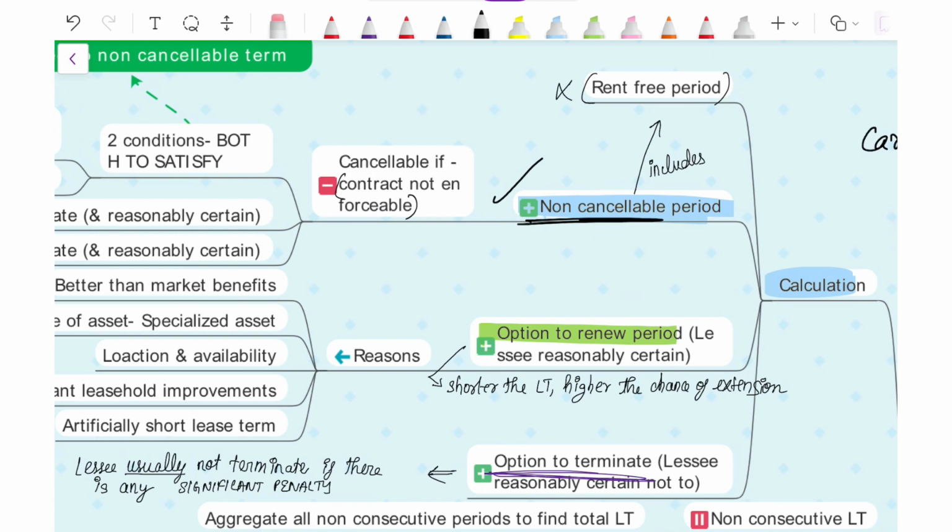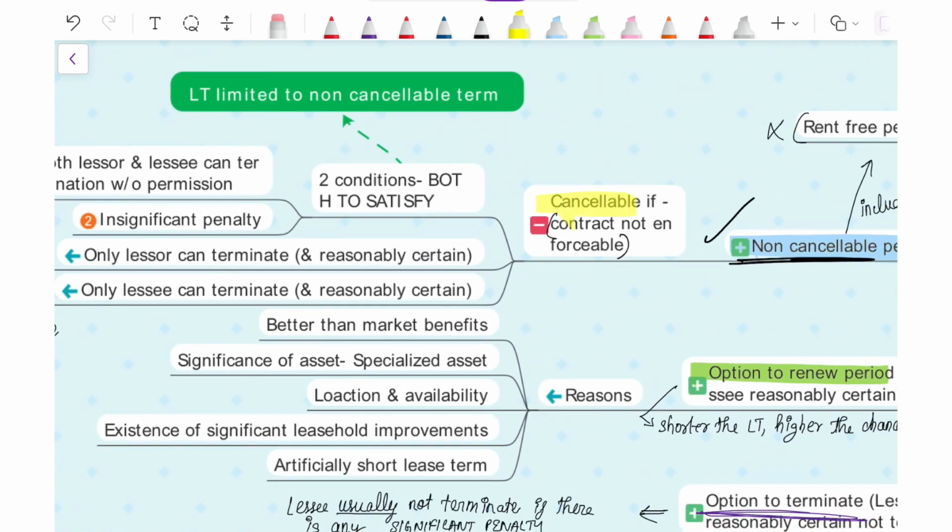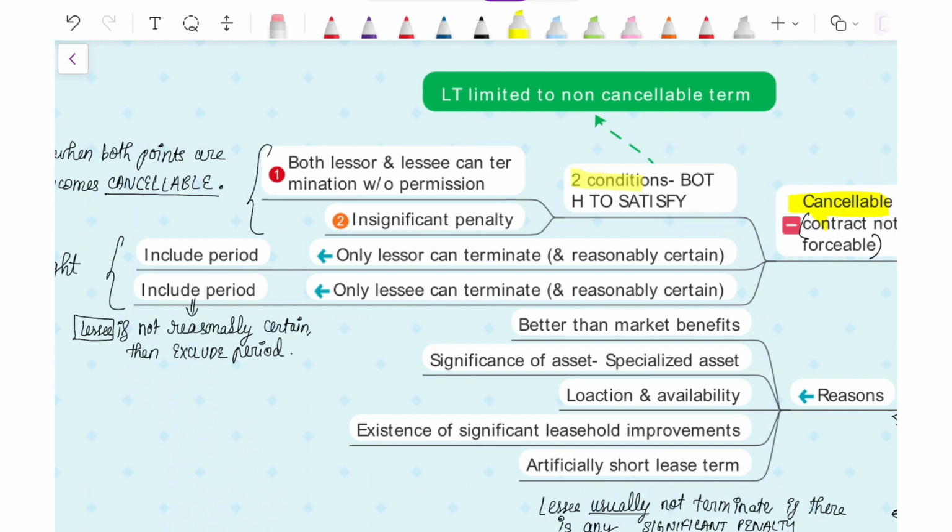So when we talk about non-cancellable period, when will you say that a period or a term is cancelable? If two conditions are being satisfied, then in such case we can say that the contract is a cancelable contract or the period is a cancelable period. Okay, what are the two conditions? Both the conditions should be satisfied for the period to be known as cancelable. The first condition is that the lessor and the lessee both can terminate without permission of each other. Any time during the lease term, lessor and lessee both have an option to terminate the contract. If that is a condition, then it can be called a cancelable period.